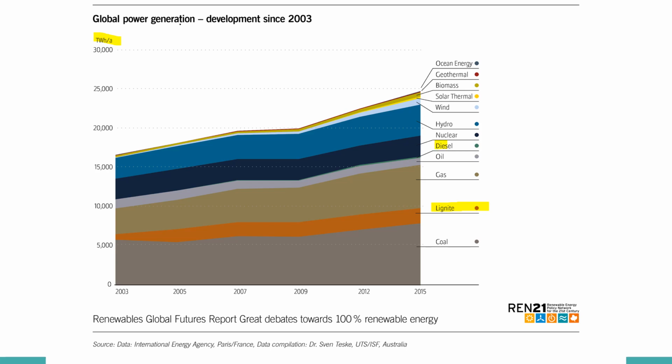Diesel is minor, very small. In some special cases on islands you use them. Nuclear is more or less constant over the last decade. And here, this is the new renewable energy. So we usually talk about new and old renewables. Why do we do this?